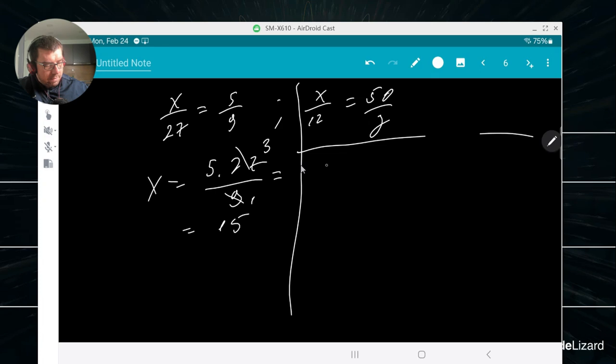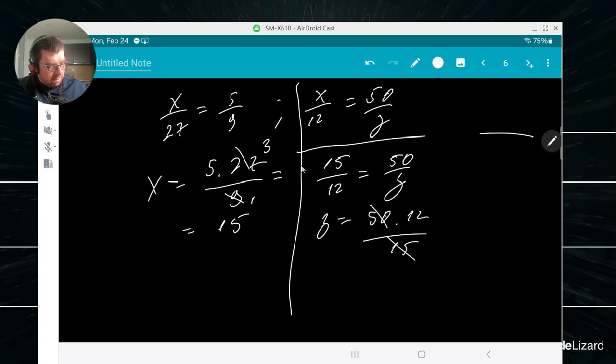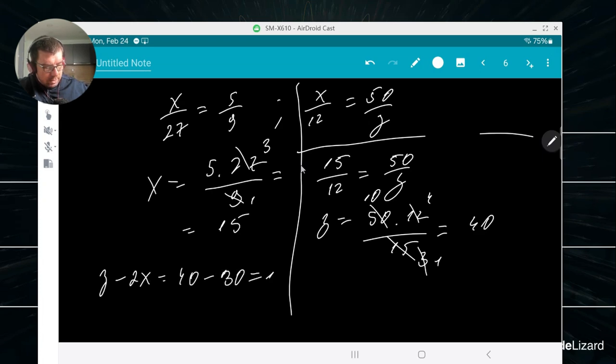I get 15 over 12 equals 50 over y. y equals 50 times 12 over 15. Reduced by 5, 10 and 3, reduced by 3, 4, 1, 10 times 4 is 40, and now y minus 2x is 40 minus 30, which is 10, and that's the answer.